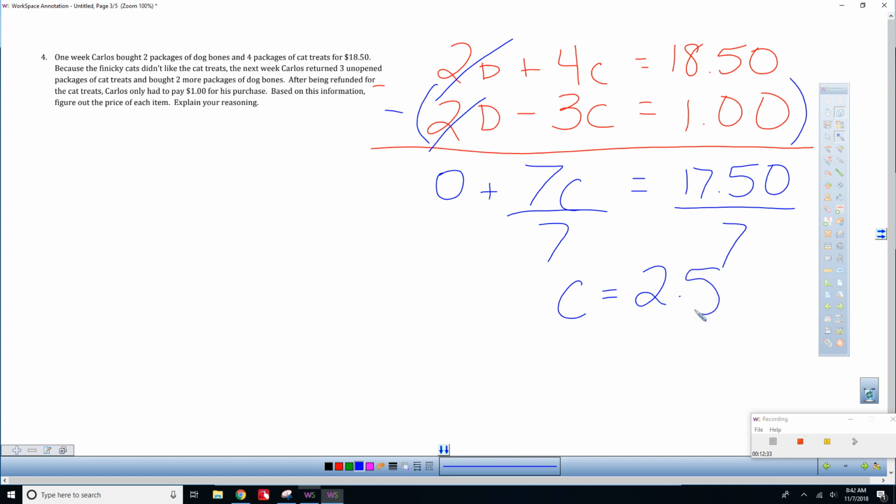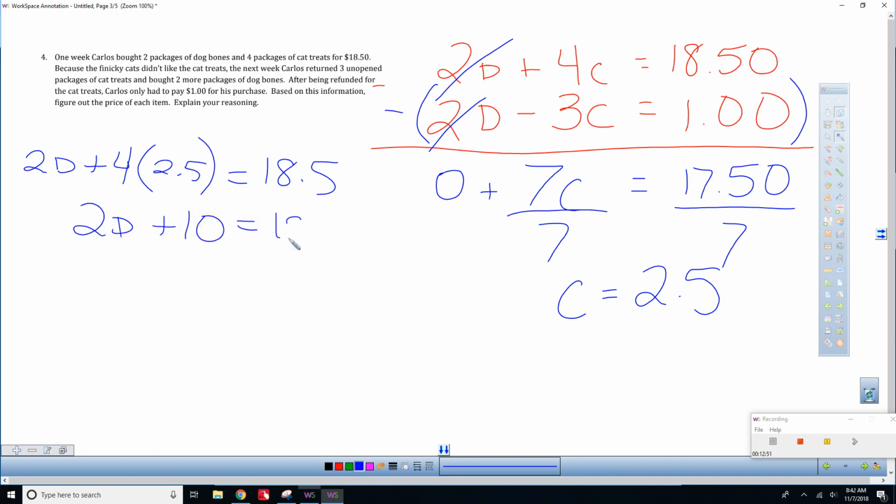Plug that in somewhere. 2D plus 4 times what? What's 4 times 2.5? Next step, subtract 10. Next step, $4.25 for each dog bone package, $2.50 for each cat treat package.